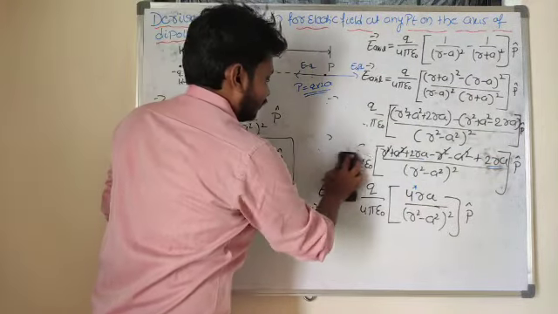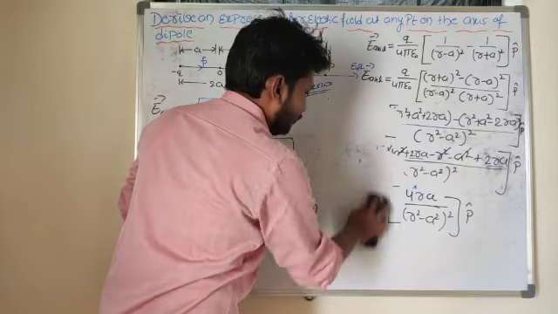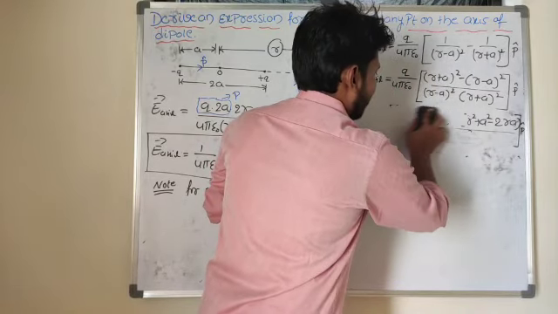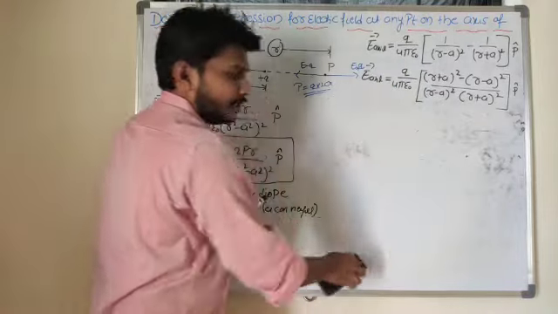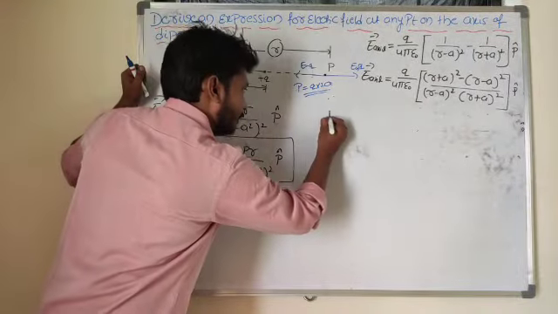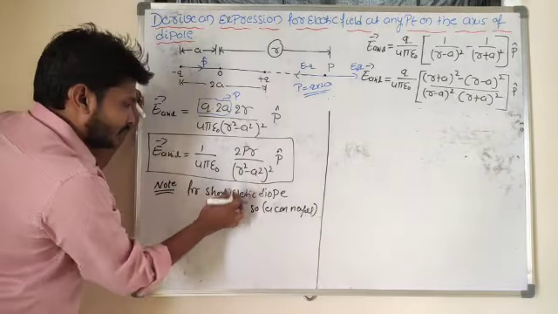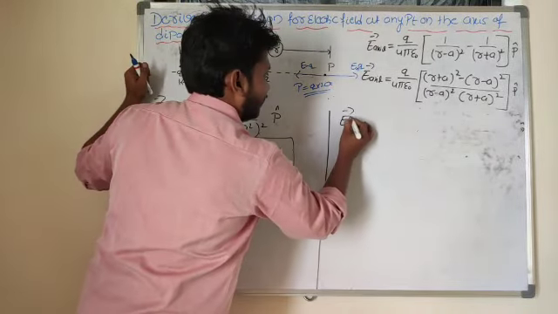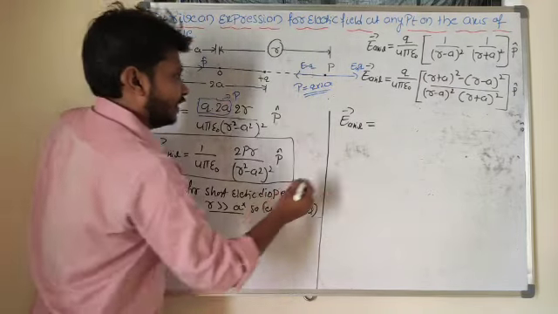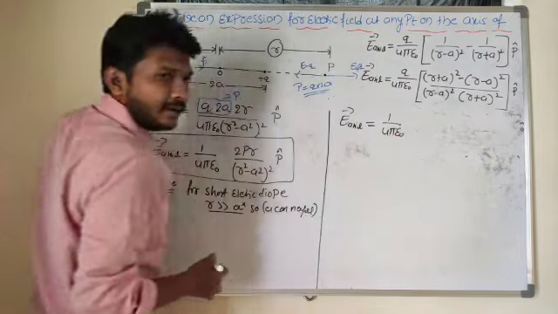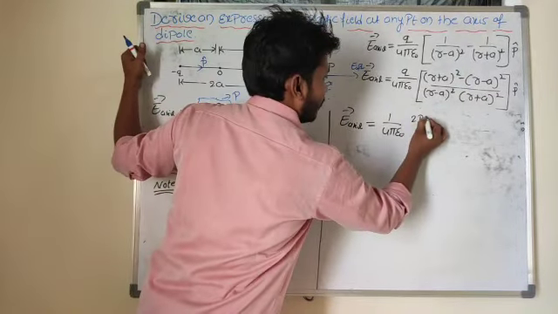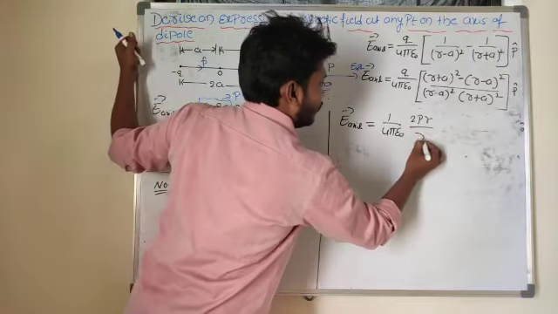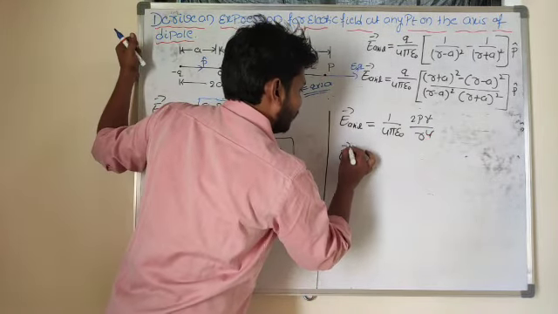If you neglect that a value, then what will be the equation for the short electric dipole? If you neglect the a value from this equation, the electric field at axial is equal to 1 by 4 pi epsilon naught, 2pr divided by, r square whole square means r to the power of 4, so one r term will get cancelled out here.